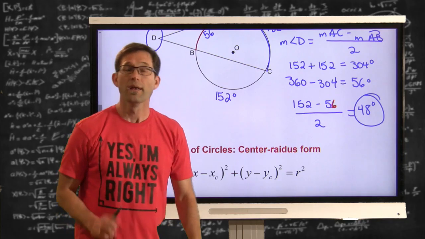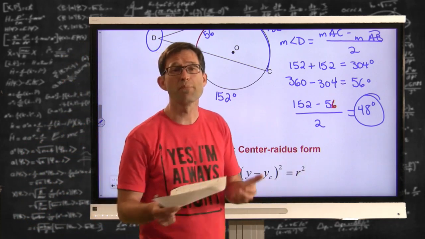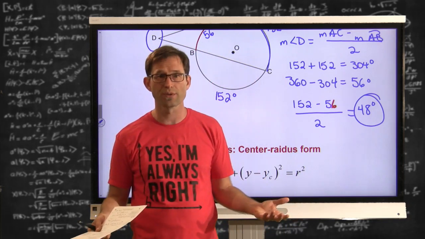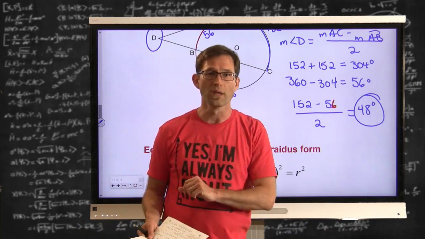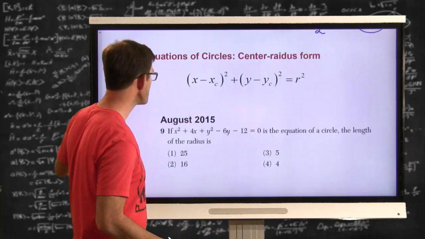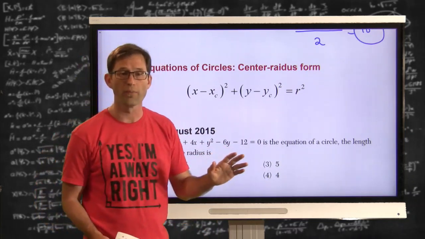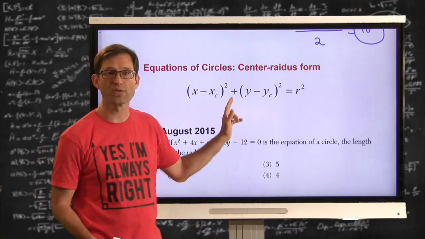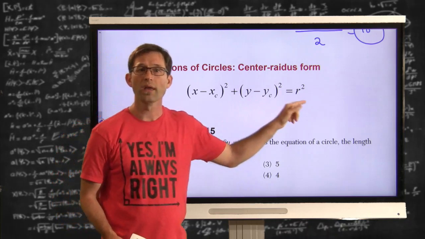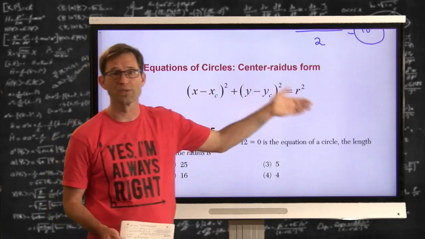All right. Now, there are so many other circle problems. We just barely scratched the surface of the theorems that cover circles. One thing that's a guarantee, though, in terms of the geometry exam, is that you are pretty much guaranteed to have to deal with equations of circles, especially in their center-radius form. X minus the coordinate of the center of the circle squared plus Y minus the coordinate of the center of the circle squared equals the radius squared. This is actually just the Pythagorean theorem. Something squared plus something squared equals something squared.